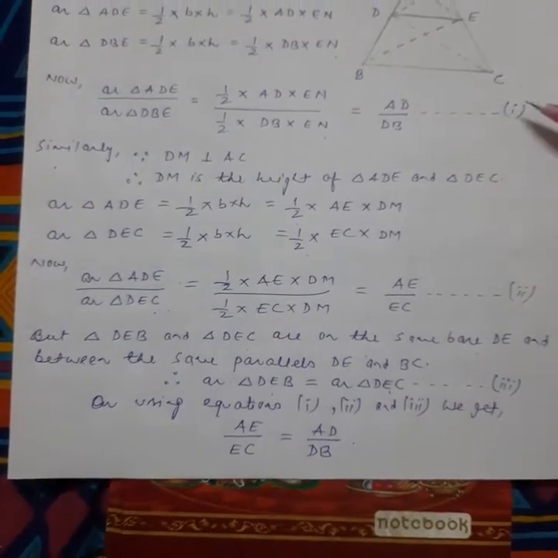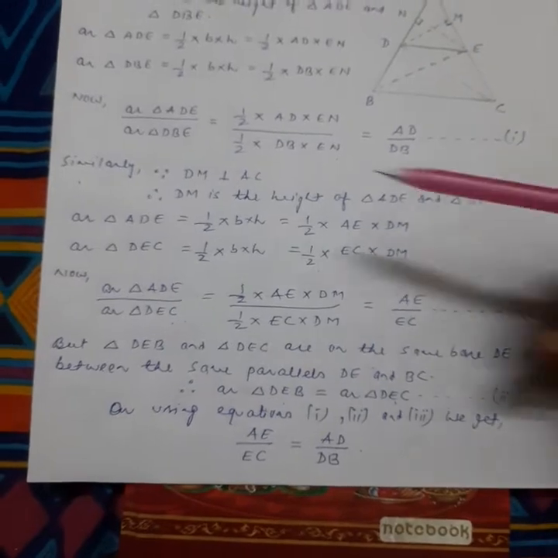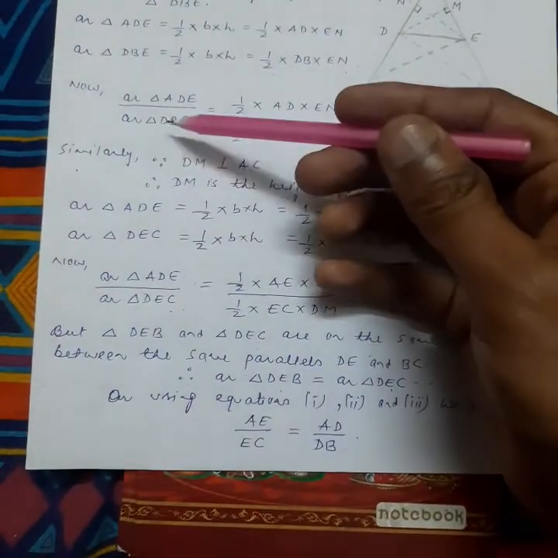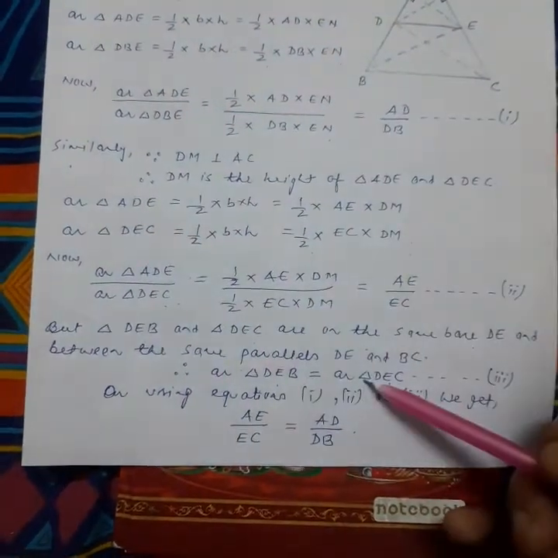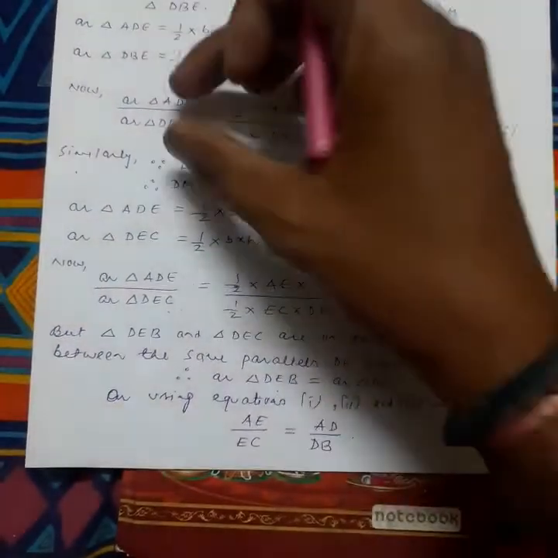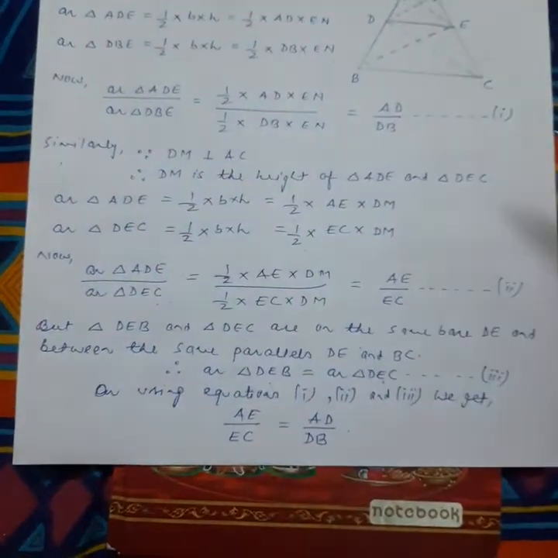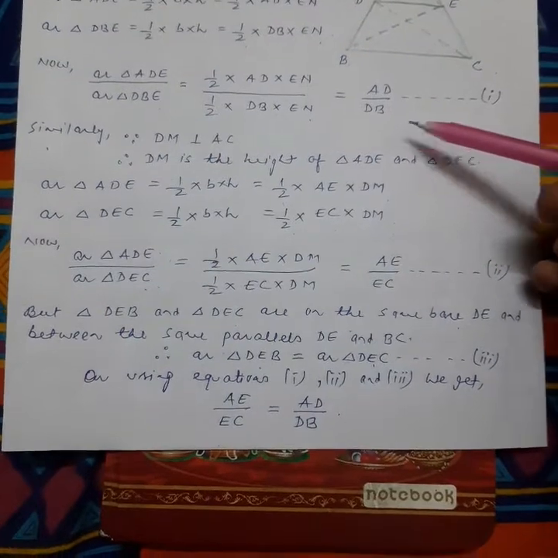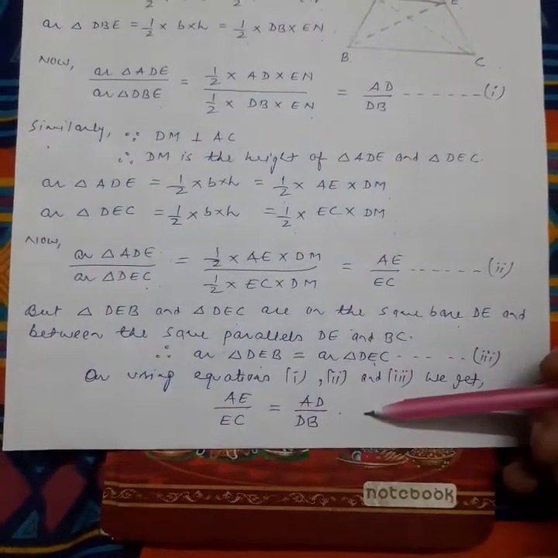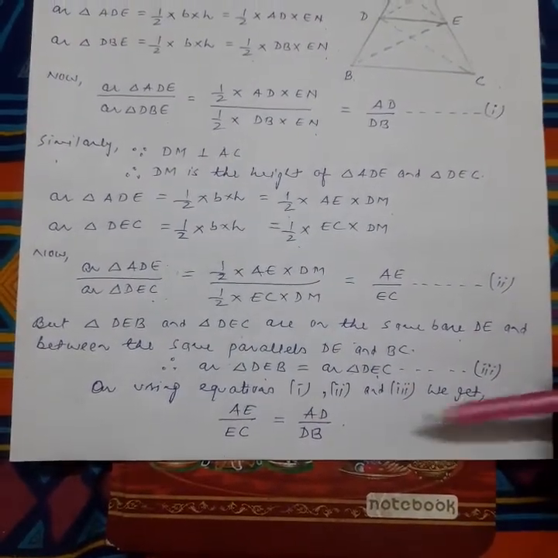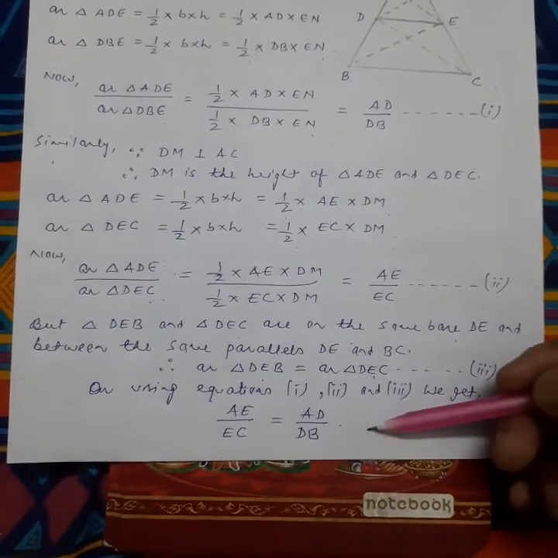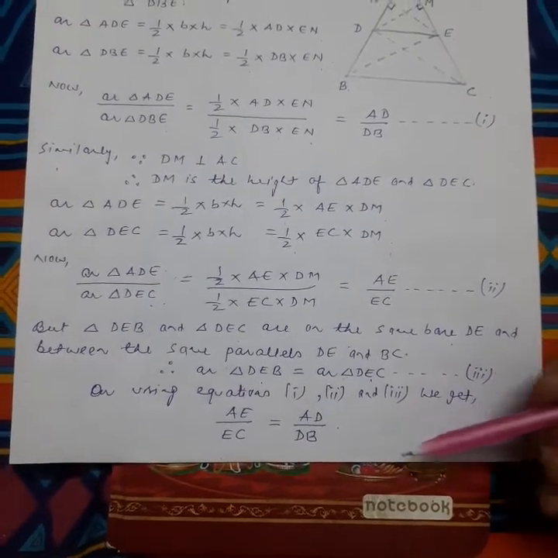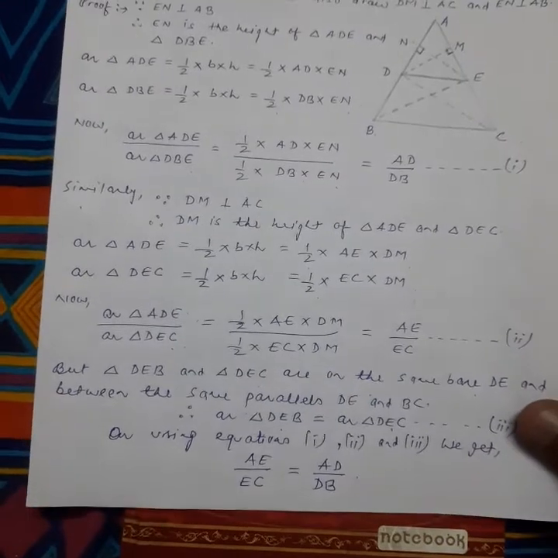Now, if we compare equations 1, 2 and 3, since the numerator was equal and we made the denominator areas equal, finally we can say the complete ratios are equal. That gives us AD by DB is equal to AE by EC. This is our Thales theorem. Now we can continue, we can deduce some more theorems from this, which will also be called Thales theorem.